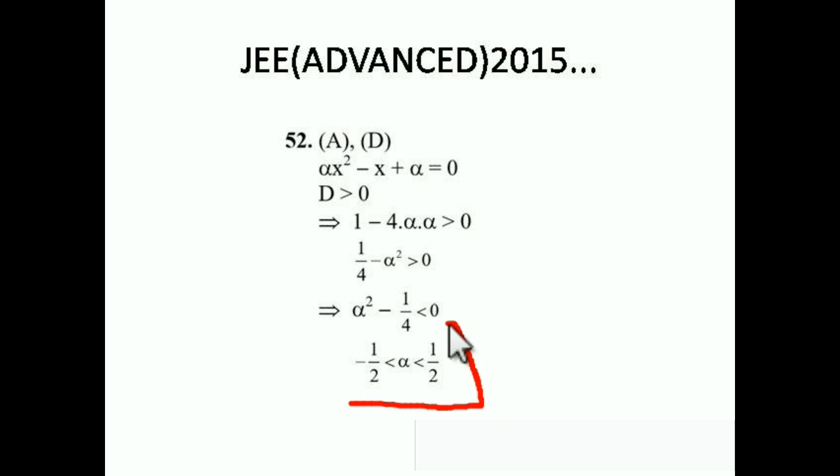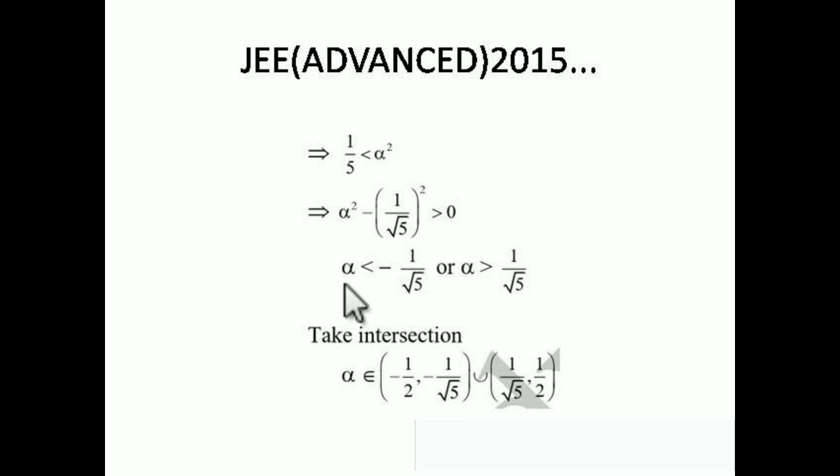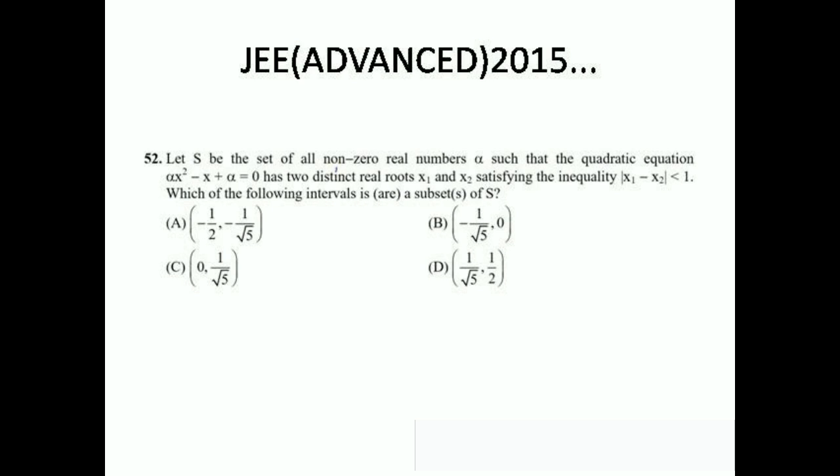Now we have to take the common interval from these two. This is equation number 1 and this is equation number 2. If we take out the common part, then the answer becomes alpha belongs to minus 1 by 2 to minus 1 by root 5, union 1 by root 5 to 1 by 2. You can see it on the number line also. This is a very easy thing to understand. So here two answer options are right, that is A and D. A: minus 1 by 2 to minus 1 by root 5, 1 by root 5 to 1 by 2.